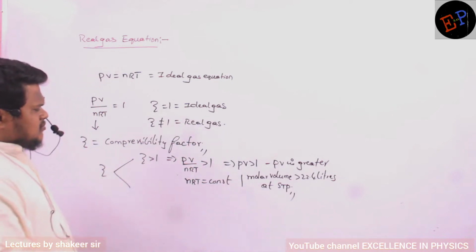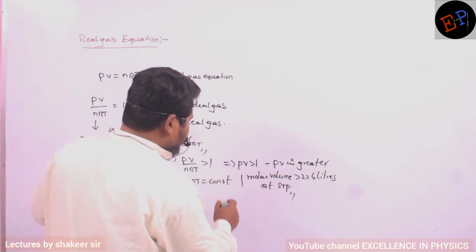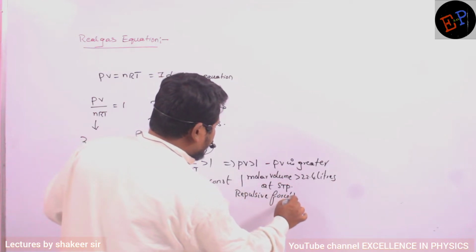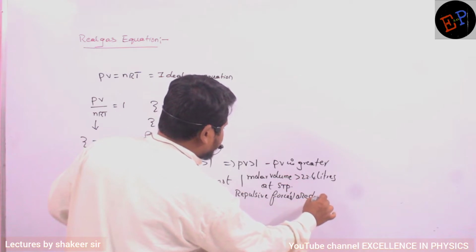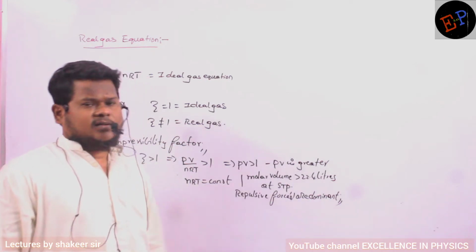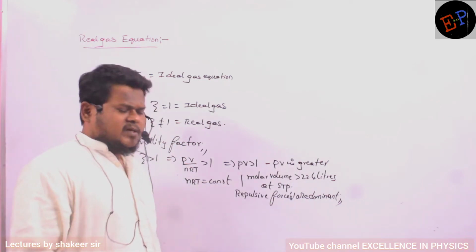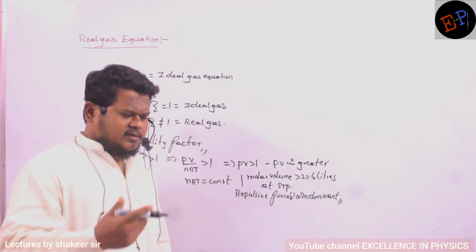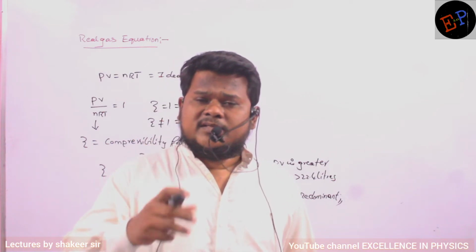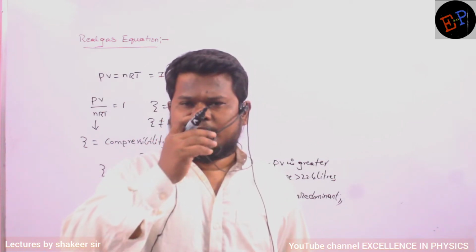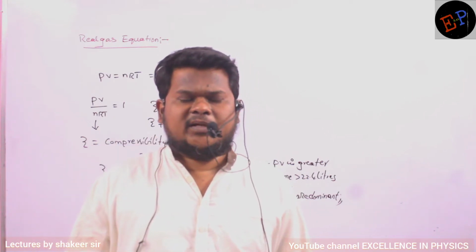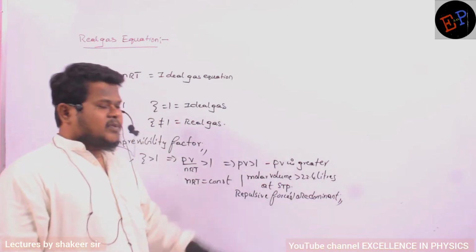So therefore, if volume is greater, then I can say that repulsive forces are dominant. If repulsive forces are dominant, then only volume will be greater than 22.4 liters. See, in ideal gases, we considered that there are no attractive forces, there are no repulsive forces. But for real gases, definitely there will be attractive forces also, there will be repulsive forces also. But sometimes repulsive forces will be dominating, sometimes attractive forces will be dominating. So in this condition, repulsive forces are dominant.